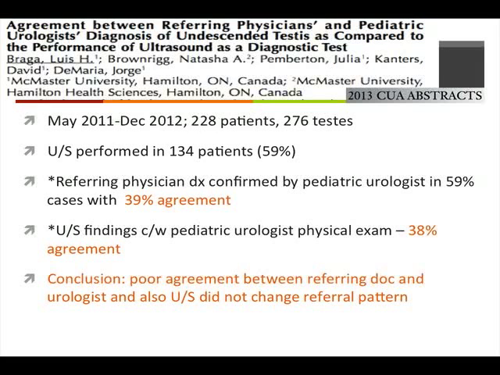The following are some Canadian studies looking at this. This is a group out in Hamilton, McMaster, published in CUA last year. They looked at about 230 patients that had cryptorchid testes, and about 60% of them did have an ultrasound done. They compared the referring physician's diagnosis of cryptorchid testes to that of the pediatric urologist and found there was only about a 39% agreement between the two. They also found that ultrasound findings compared with the pediatric urologist's physical exam again had a very low concordance rate, 38%.